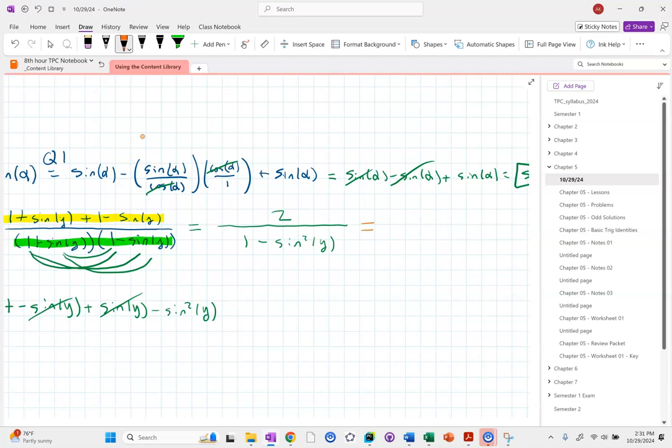Cosine and then sine squared over fraction. When you see squared, what should you be thinking? Pythagoras. Yup. P1. Yes. What does 1 minus sine squared turn into?